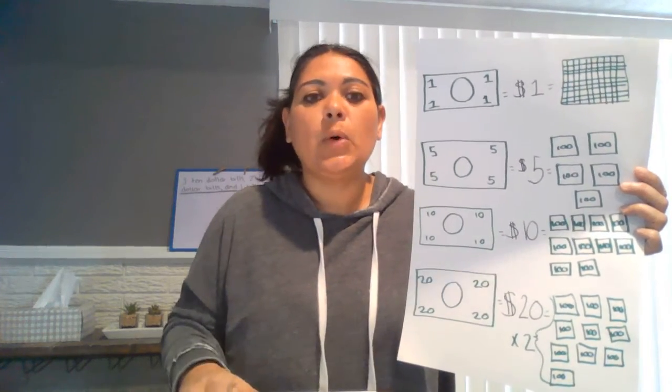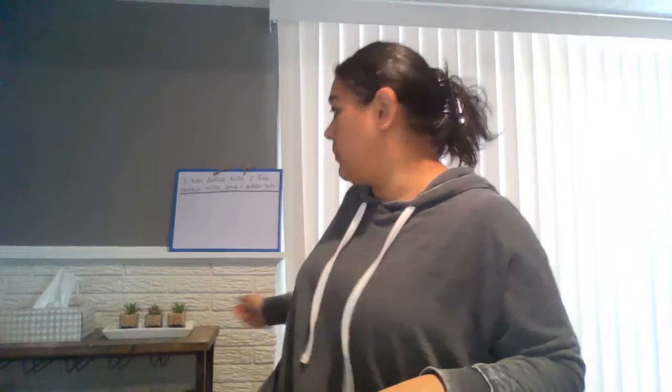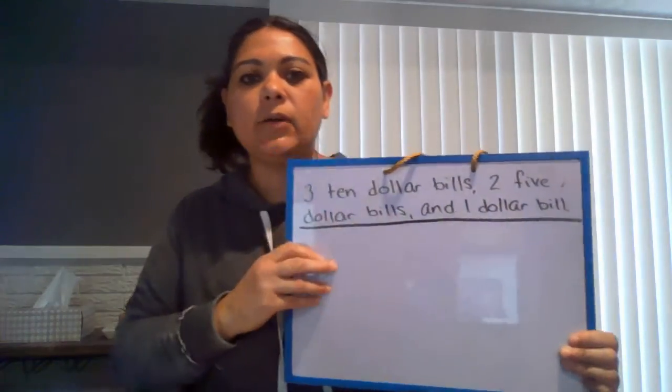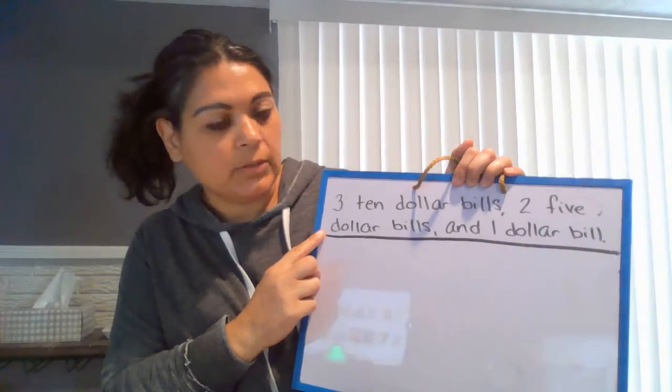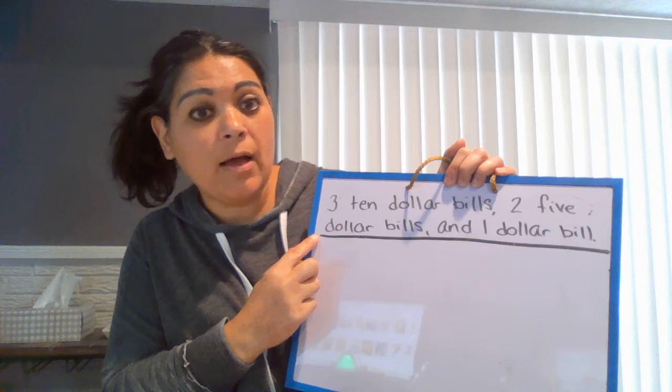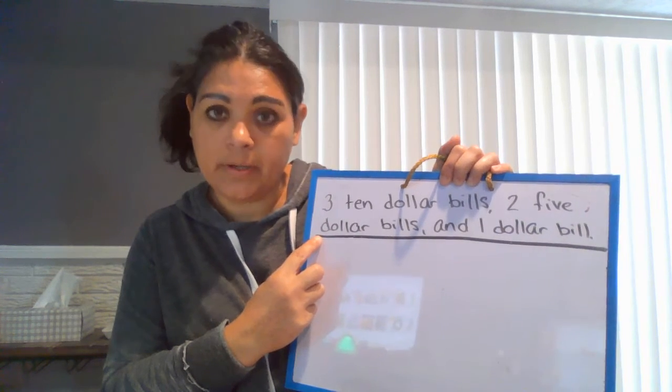Okay, so in today's activity, we are going to be looking at money values and just adding them up. Okay, so let's try a couple. And we're only working on our dollar bills today. Okay, let's see our first one, okay? 3 $10 bills, 2 $5 bills, and $1 bill.